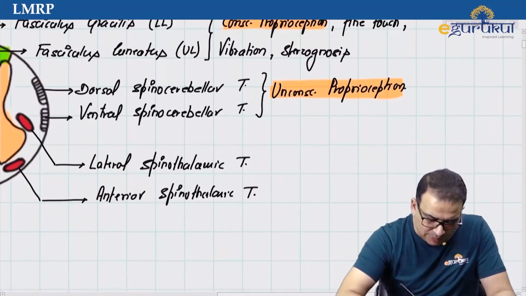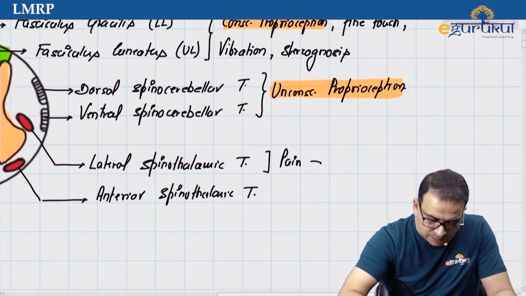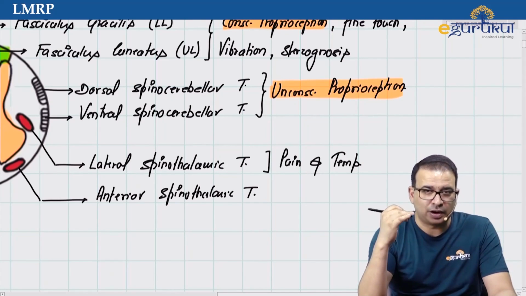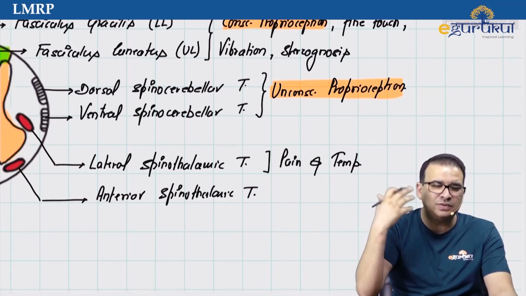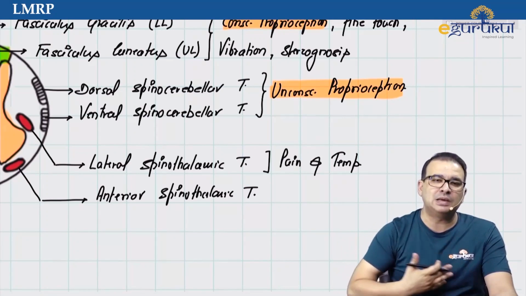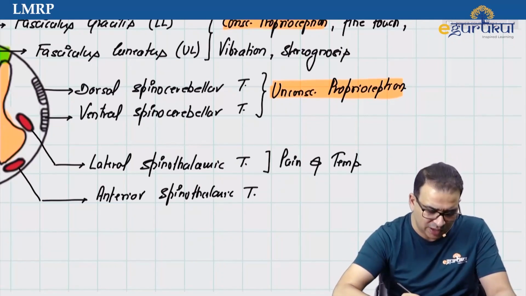The lateral spinothalamic tract's function is to carry pain and temperature. It's a very important tract, clinically very important, guys. It carries pain and temperature from the body, not from the face. For the face we have the trigeminal nerve. Below the face, everything, pain and temperature, is carried by the lateral spinothalamic tract.